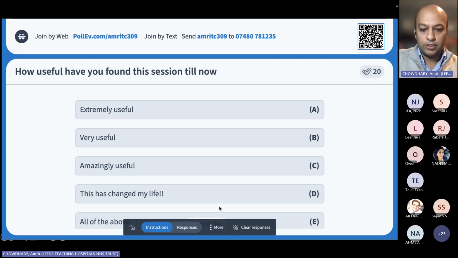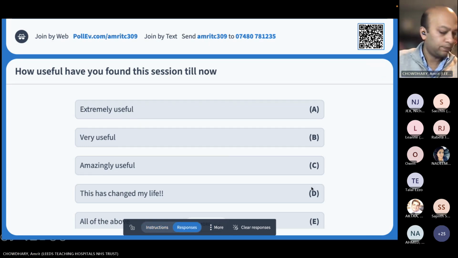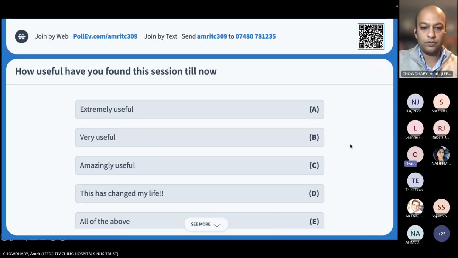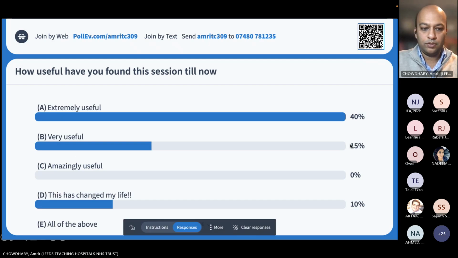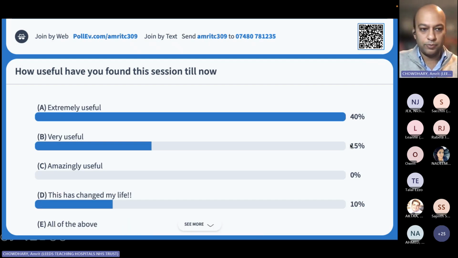Let me just see the responses. So this is a breakdown. Most have found it extremely useful. Some have said it changed their life, so good. I think it's working for the majority of people. So we'll move on now to the cases.